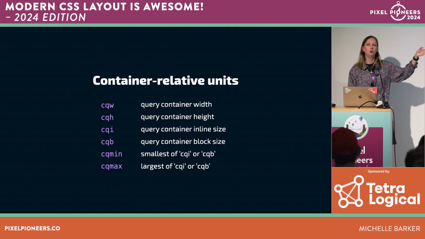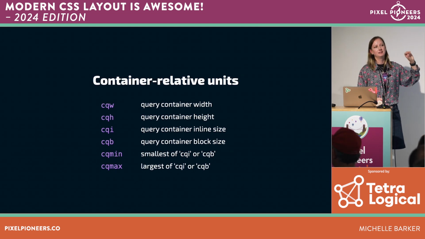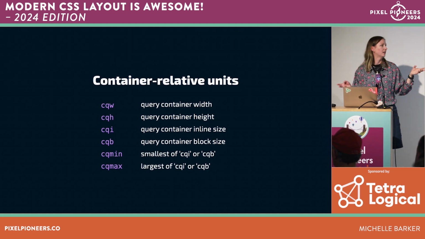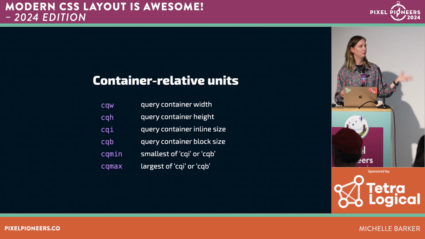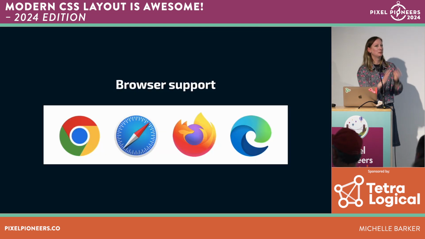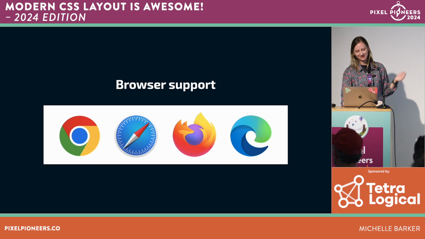So we were using CQI in inline size, and then CQmin and CQmax, which pick the smallest and largest respectively, just like with vmin and vmax in viewport sizing. And you can use container queries everywhere now. They're supported in all major browsers.